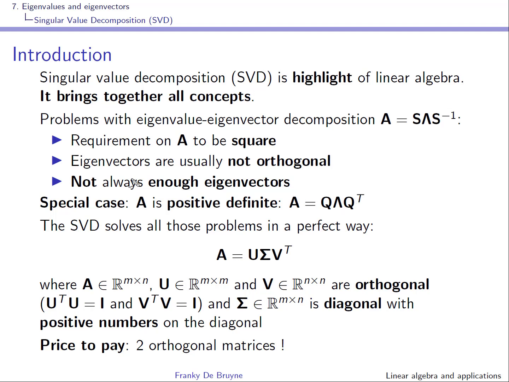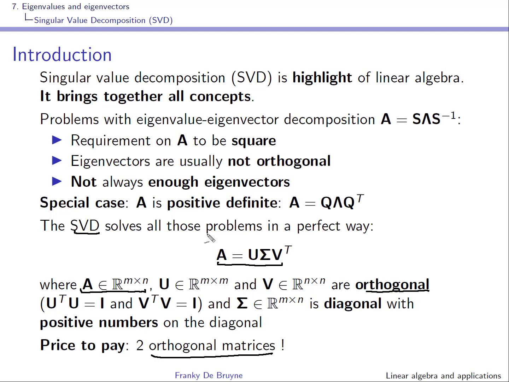Well, the SVD solves all those problems in a perfect way. You obtain this decomposition here. First of all, it is for a matrix that can be rectangular, m rows, n columns. You have a transpose over here, and you have two matrices U and V that are orthogonal. So this is the price to pay. Instead of one orthogonal matrix, as in this decomposition for positive definite matrices, you need two orthogonal matrices.